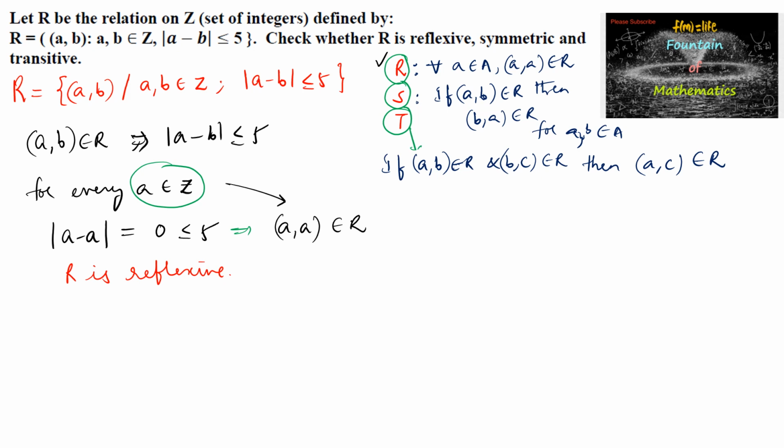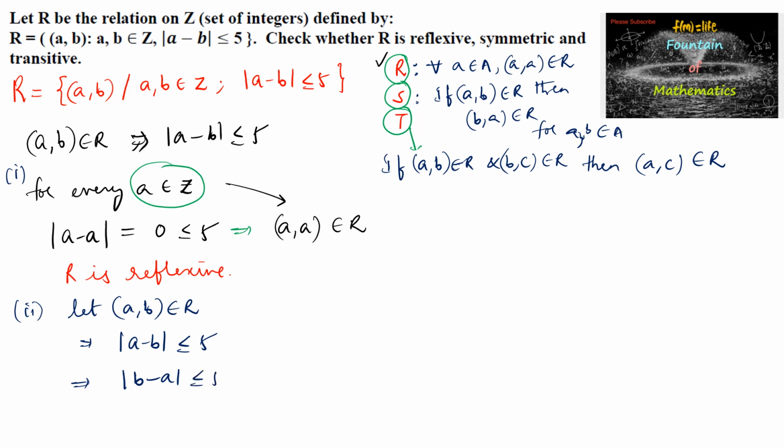And coming to symmetric, let us consider A comma B belongs to the relation. This implies that the ordered pair must satisfy mod of A minus B is less than or equal to 5. And we know that mod of A minus B and mod of B minus A give the same result because the modulus is applied. So mod of B minus A is less than or equal to 5.